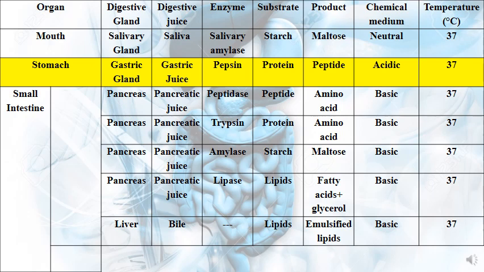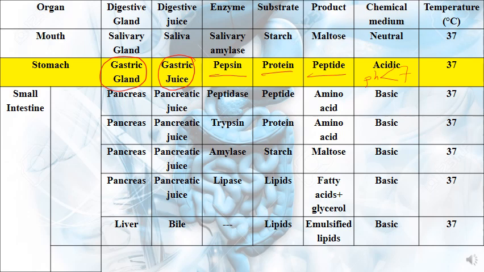Second, inside the stomach, we have a special gland called the gastric gland. It secretes a special juice called gastric juice. It contains the enzyme pepsin that works on protein to give peptide, and the medium is acidic, so the pH is less than 7, and of course the temperature is 37 degrees Celsius.